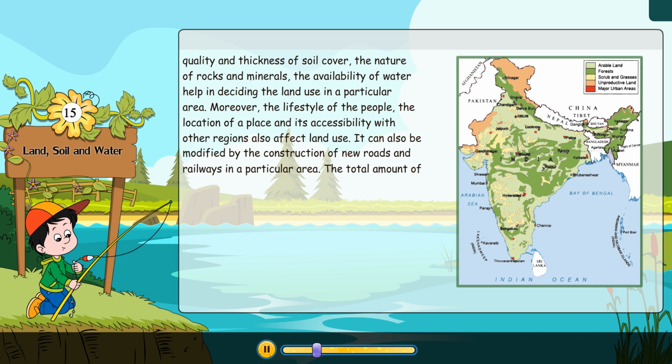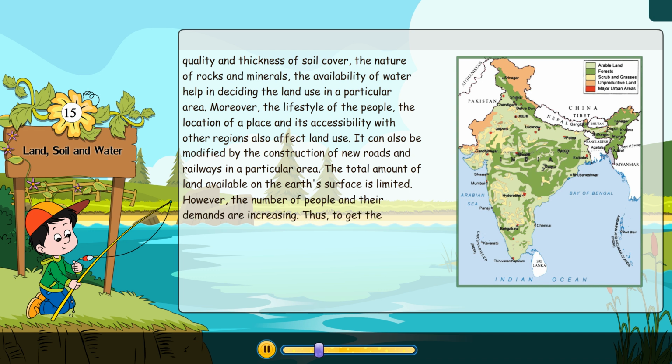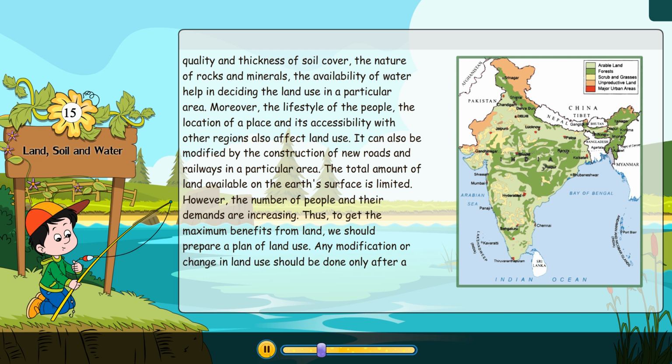The total amount of land available on the Earth's surface is limited. However, the number of people and their demands are increasing. Thus, to get the maximum benefits from land, we should prepare a plan of land use. Any modification or change in land use should be done only after a detailed survey. This helps in maximum utilization of land resources.